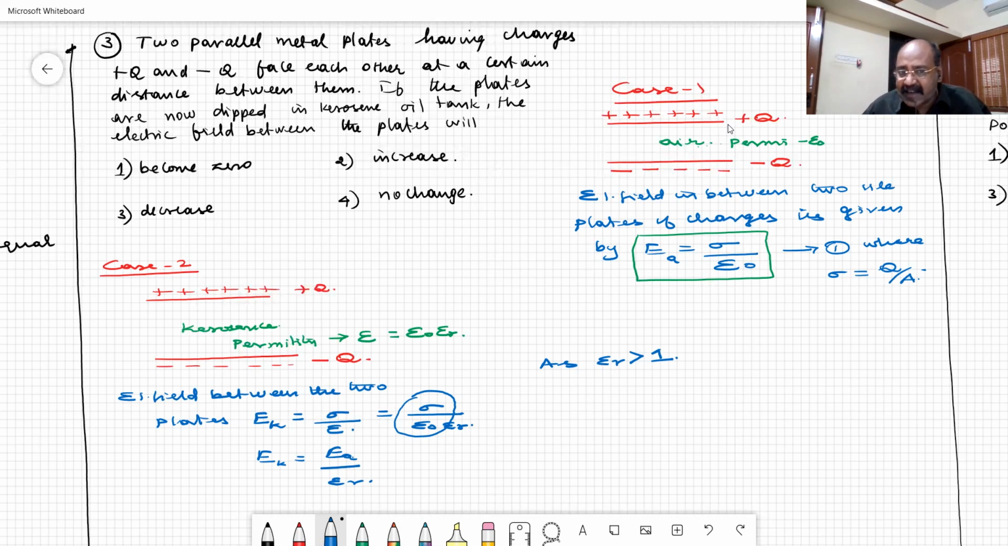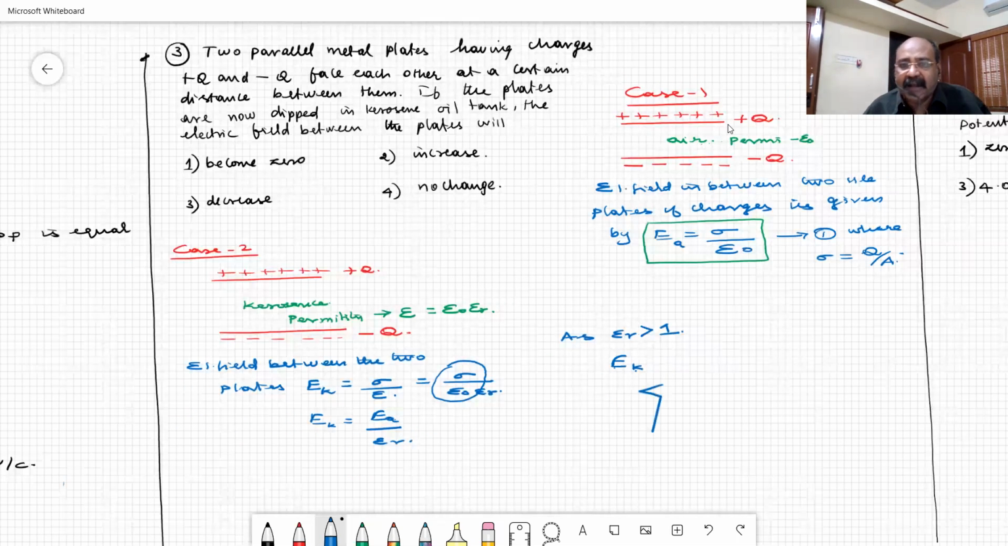As epsilon r is greater than 1, we can say E_k, the electrical field in the dielectric medium, is found to be less than the electrical field in the air medium. So after introducing kerosene between the two plates, the electrical field decreases.